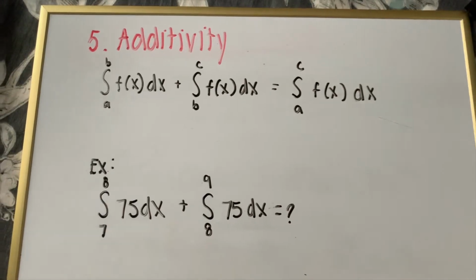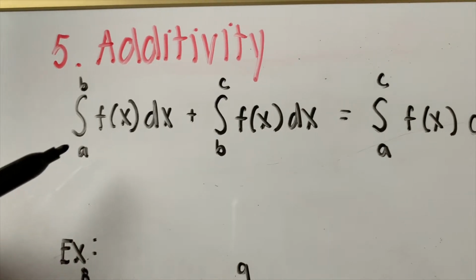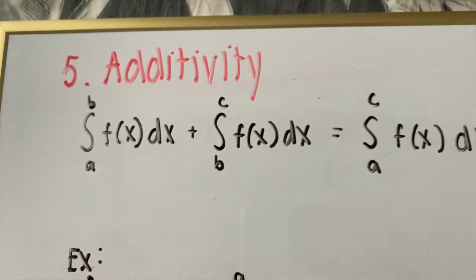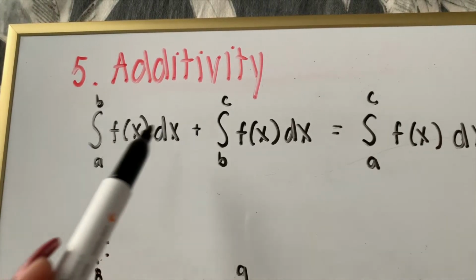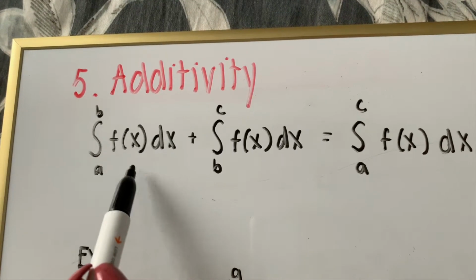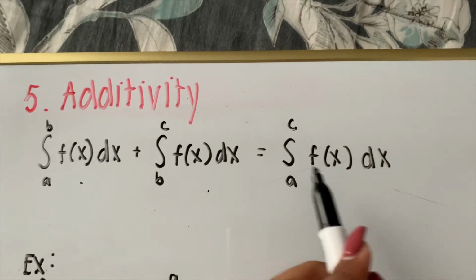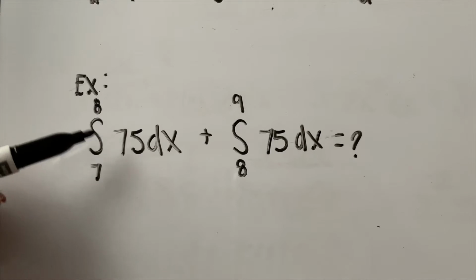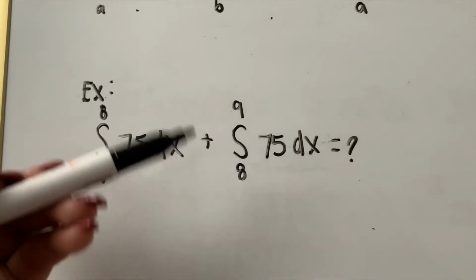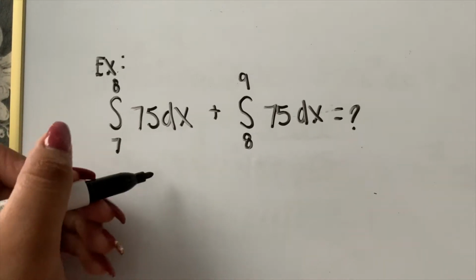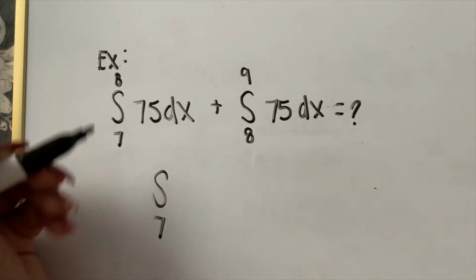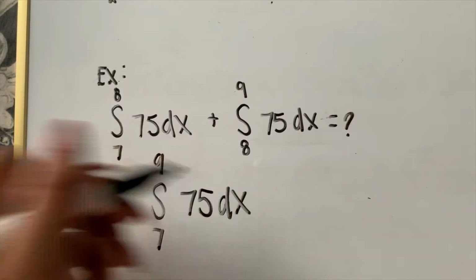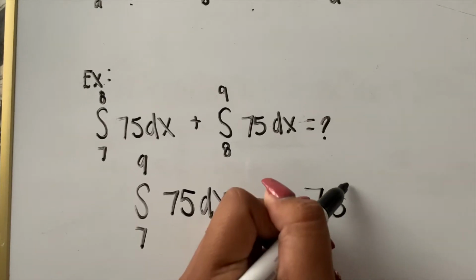Our last rule is additivity. In this rule, if we're ever given an integral from a to b of f(x) plus the integral from b to c of f(x), instead of doing it separately, since we have the same function, we can simply put them together and do the integral from a to c of f(x). When we are given the integral from 7 to 8 of 75 plus the integral from 8 to 9 of 75, we can rewrite this problem as the integral from 7 to 9 of 75 dx. We follow the same rules where we pull out 75.